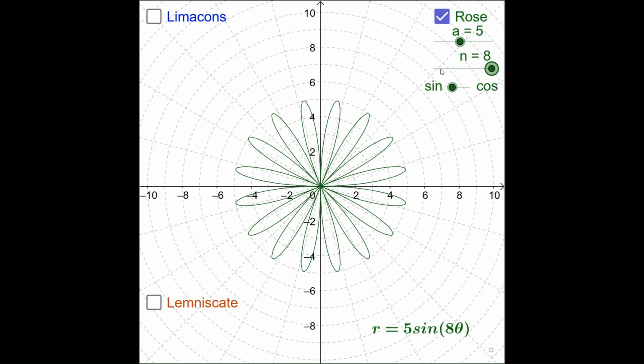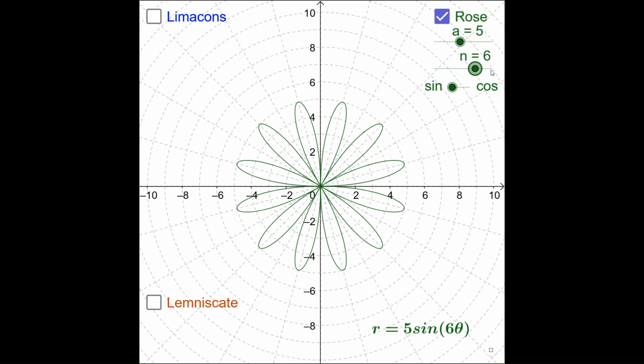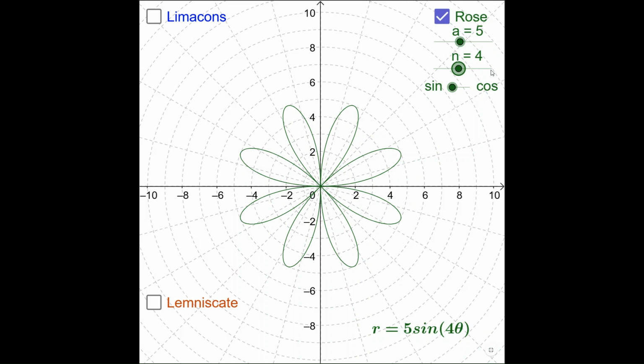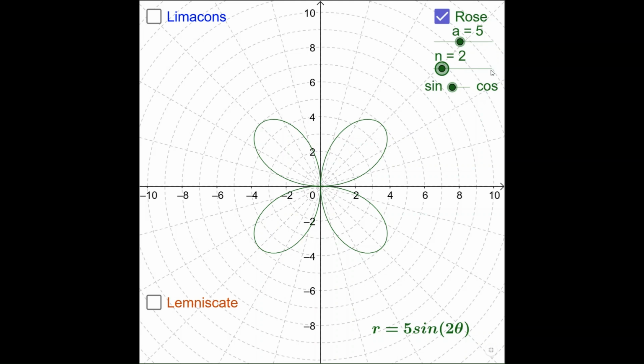Okay, so if n is even and you have a sine graph, all of the petals are contained within the quadrant spaces. And that's going to be true as long as it's even. So if n is 6, we have 12 petals, which means we have 3 inside each quadrant. If it's 4, we have 8 petals, 2 inside each quadrant. And if it's 2, we have 4 petals, 1 in each quadrant. And they're all, again, evenly spaced.